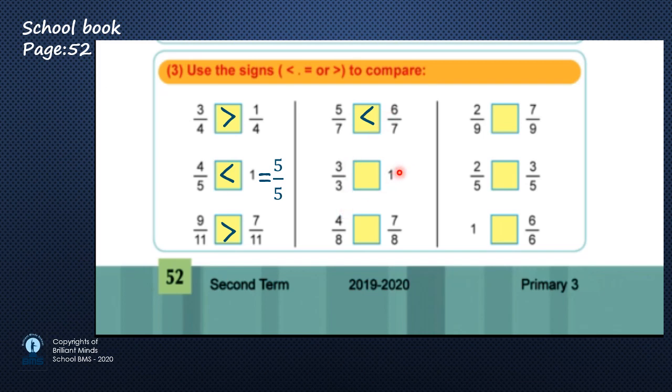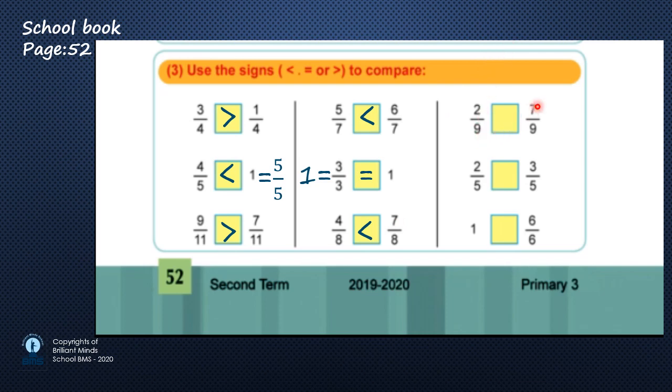3 over 3 and 1. We know that when the numerator equals the denominator, this is equal to 1. So 1 and 1 are equal, so we put equal. Here 4 over 8 and 7 over 8, same D. Look at the numerators. 4 is less than 7, so we're gonna put less than.